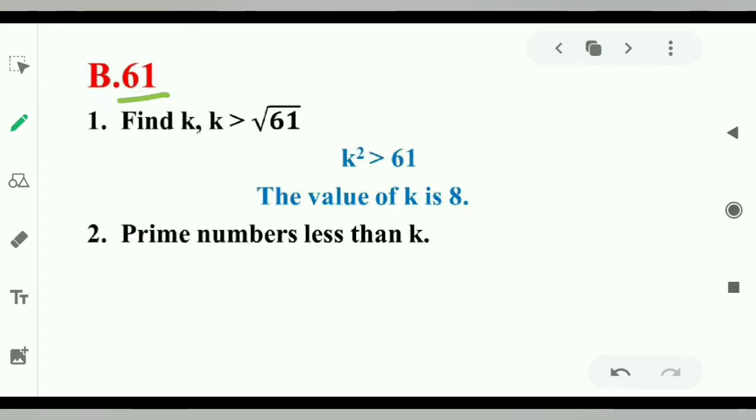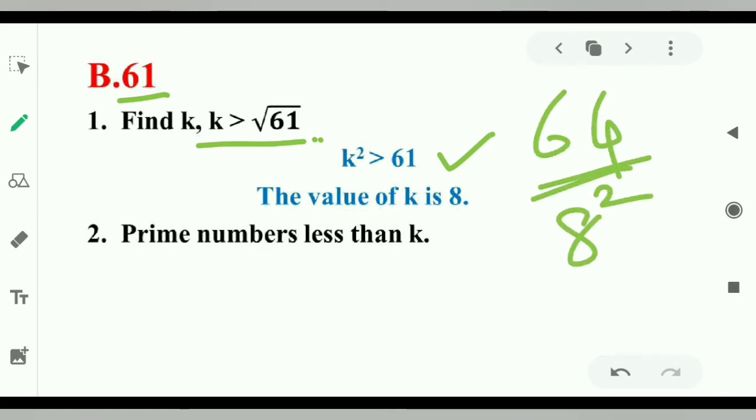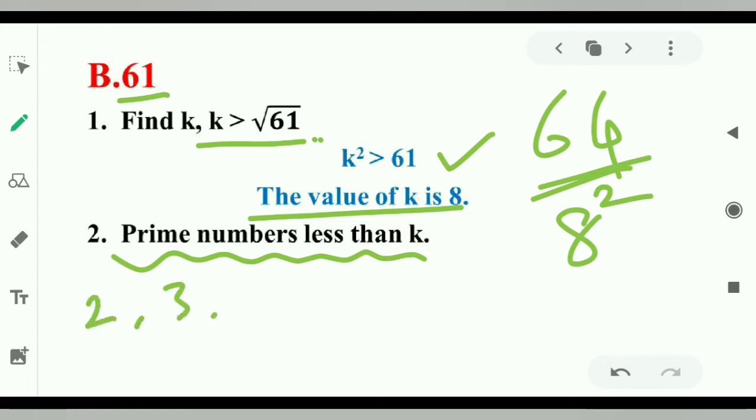61. Similarly, first step: k greater than the square root of 61. Rewriting the equation, k square greater than 61. The nearest square number which is greater than 61 is 64. 64 is nothing but 8 squared. So our value of k is 8. Good. Let's list out the prime numbers which are less than k, that is, less than 8. 2, 3, 5, 7.